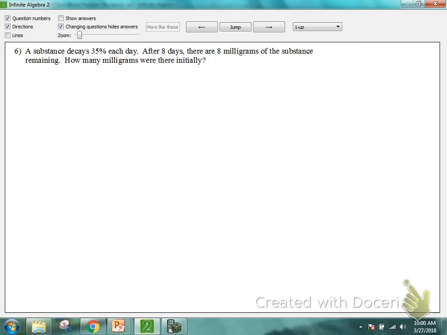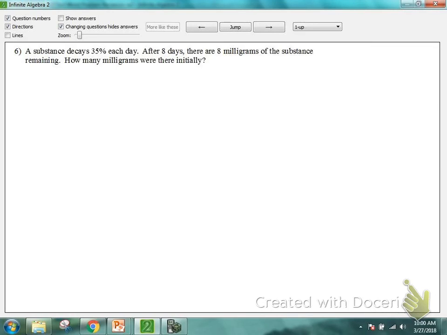Okay. A substance decays 35% each day. After 8 days, there are 8 milligrams of the substance remaining. How many milligrams were there initially? After a substance decays 35% each day, after 8 days, there were 8 milligrams of the substance remaining. How many milligrams were there initially? I don't know why I'm yawning so much. This isn't boring. This is exciting.